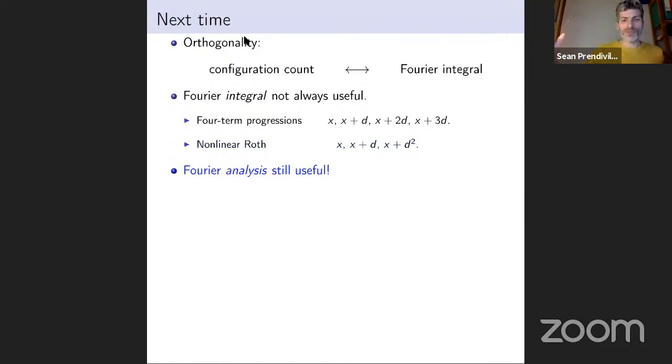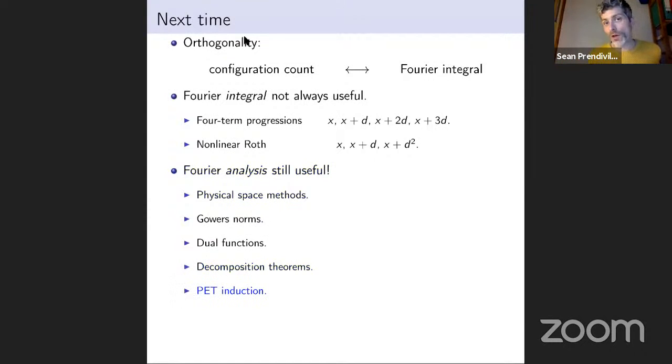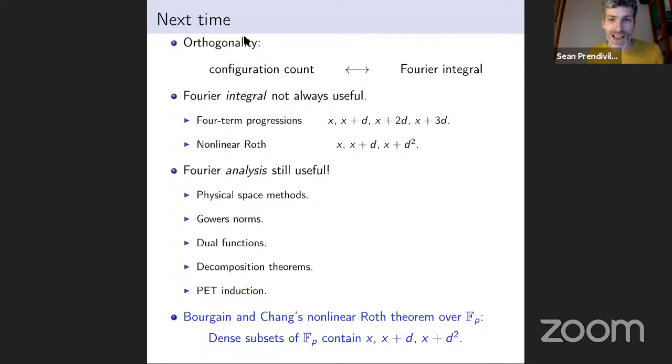But Fourier analysis is always useful, okay? Even though the Fourier integral might not be that useful, techniques from Fourier analysis are always super useful, I would argue. In our next lecture, what I want to do is exemplify some techniques you can get to work when you don't have access to orthogonality, or when orthogonality doesn't seem that useful. Physical space methods, we'll talk about Gowers norms, dual functions, decomposition theorems, and something called polynomial ergodic theory induction, or polynomial exhaustion technique. So these are methods which work involving Fourier analysis, but they don't require orthogonality. So the aim for our next lecture is basically, what do you do when the integral isn't that useful? And I want to give you a list of useful techniques.